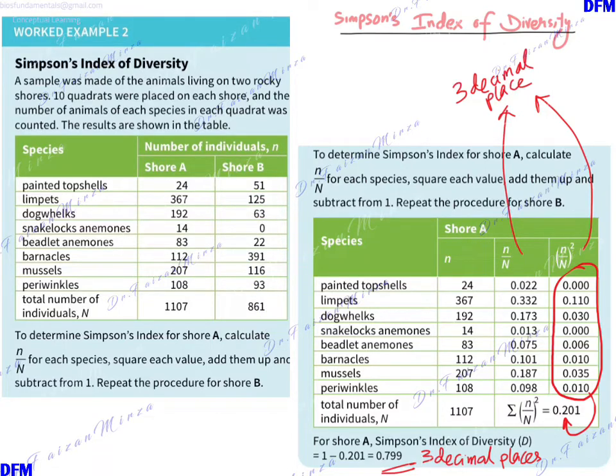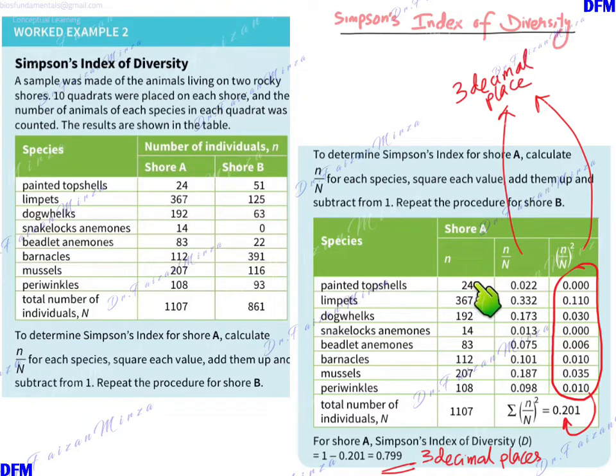How can you calculate the Simpson index of diversity? You just make a table. The table will be provided to you. You can see the same organisms have been mentioned again. The total N value is 1107. You mention the small n values. You make two different columns: one is n upon capital N, and then n upon capital N whole bracket squared.